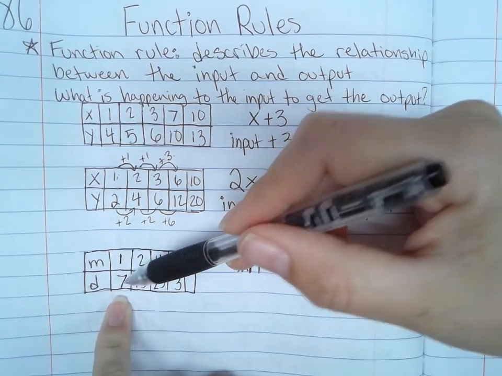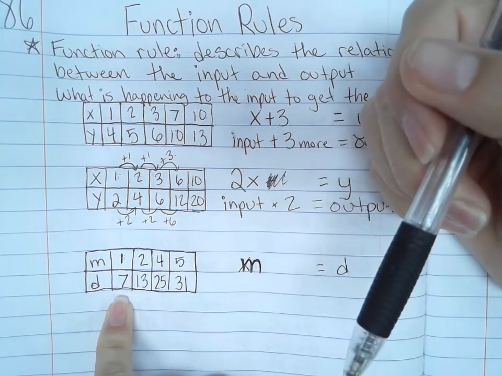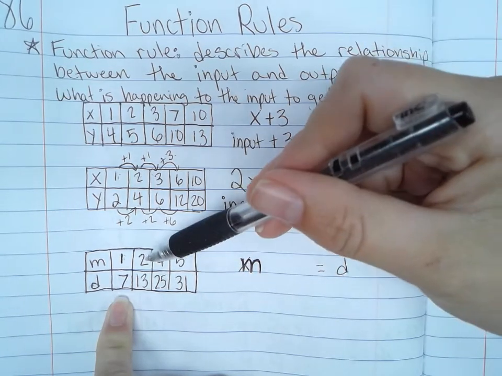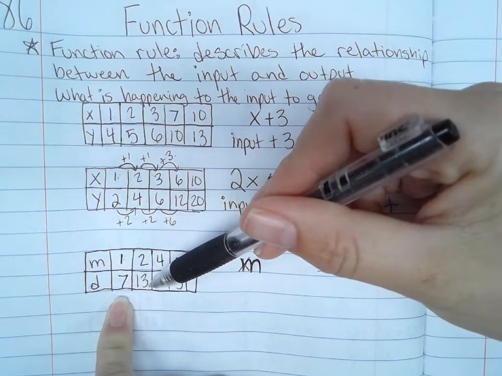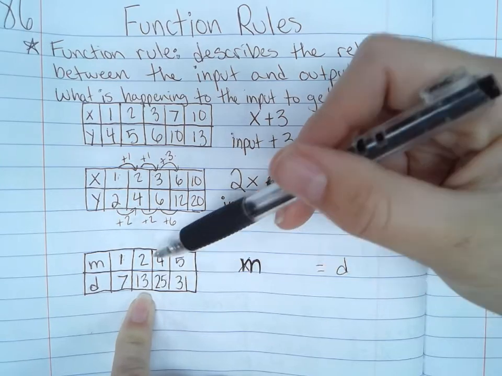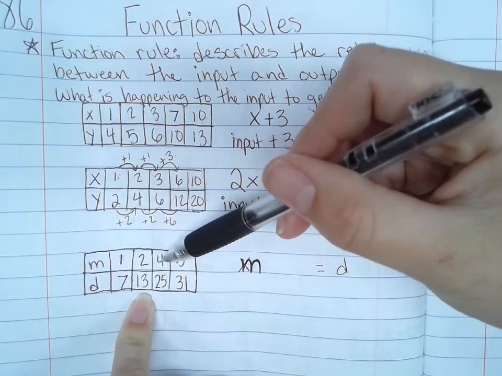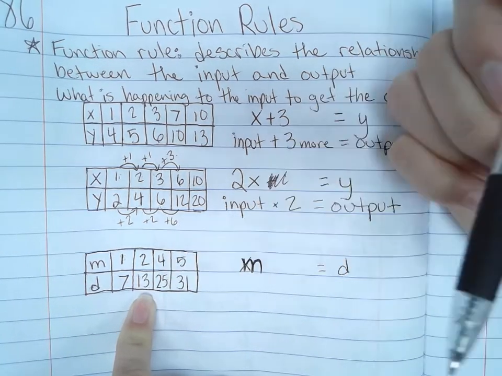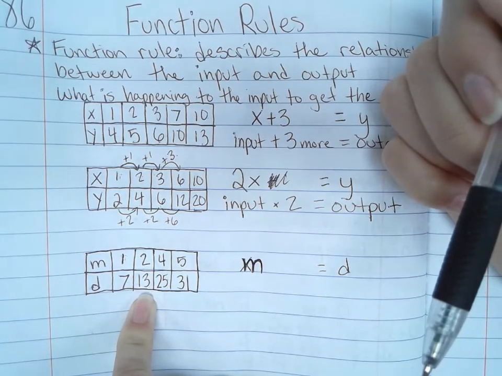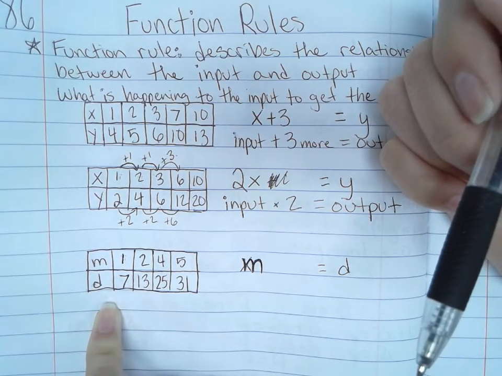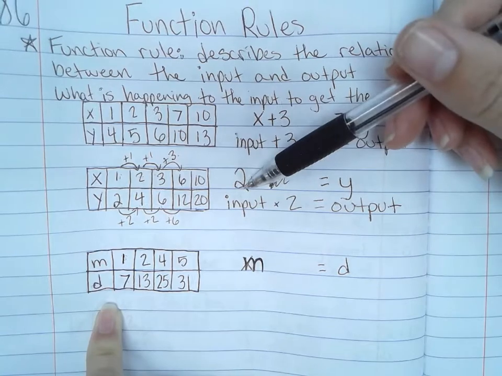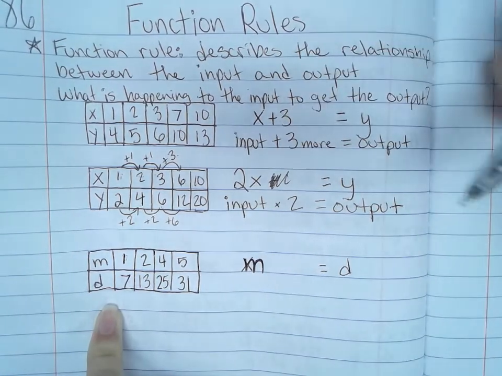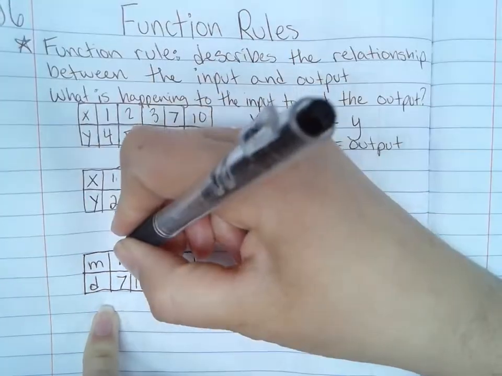Okay, 1 times 7 gives me 7. 2 times 7 gives me 14, not 13. No, 4 times 7 doesn't give me 25. Okay, so multiplying alone doesn't work. Sometimes it's a combination of both multiplication and addition or subtraction. So let's see here. Let's look at how much it changes.